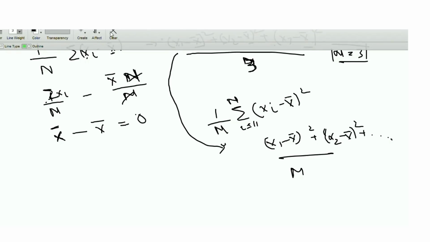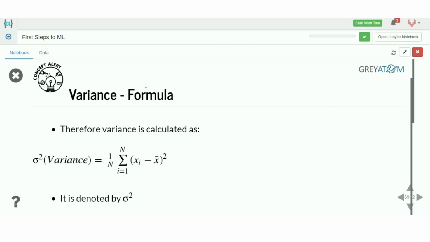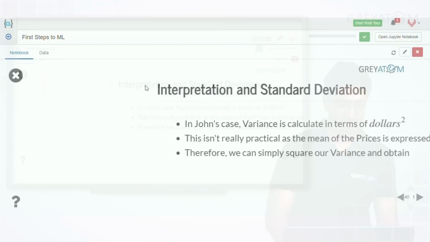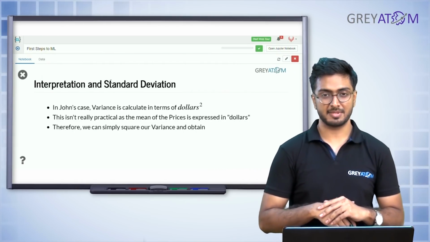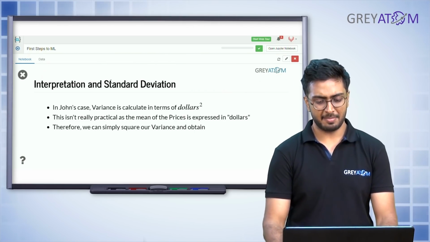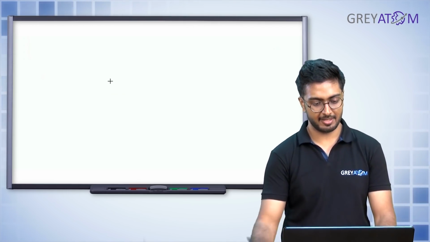So that's the concept of variance. Now you calculate this. In John's case, the variance is calculated in terms of dollar squares, right? So this isn't practical, because what you're calculating here is the summation of xi minus x bar square by n. This is your variance, right? Sigma square. That's what you call it.